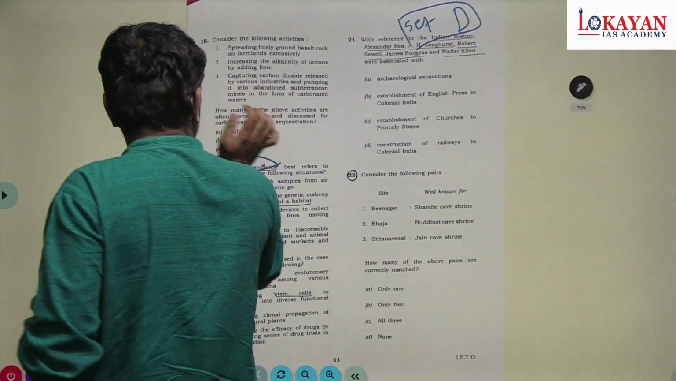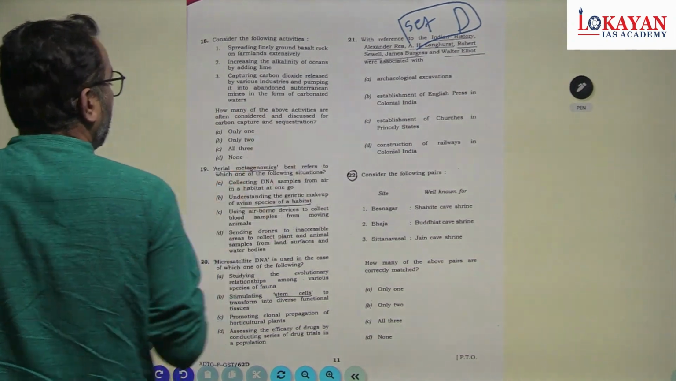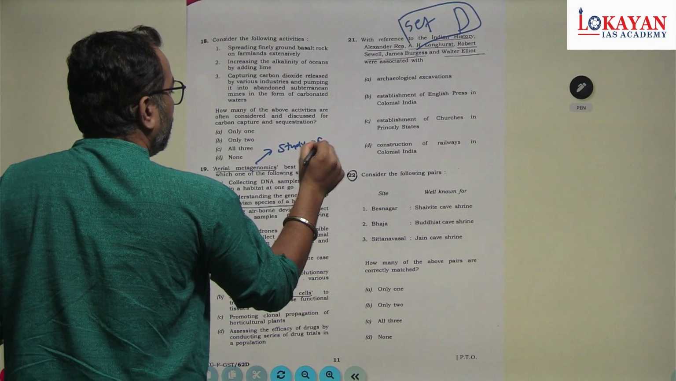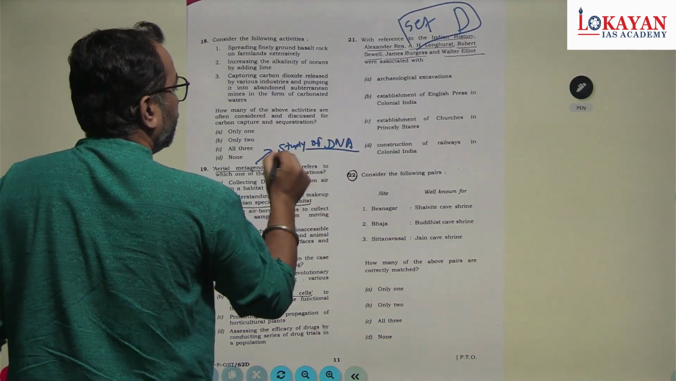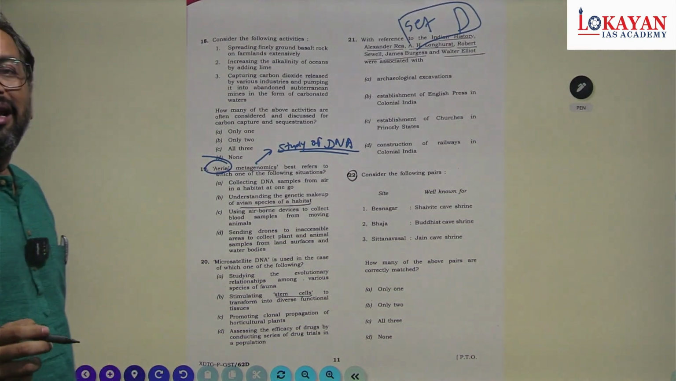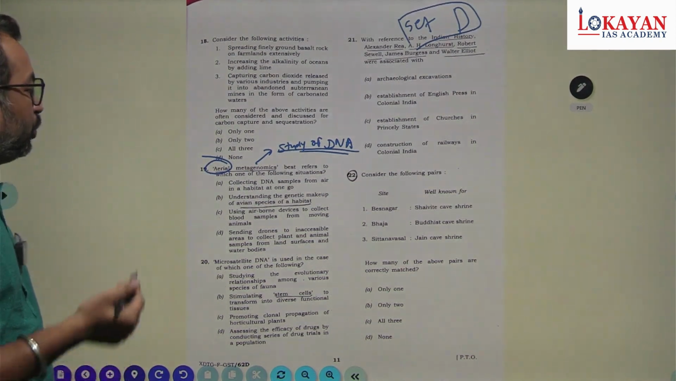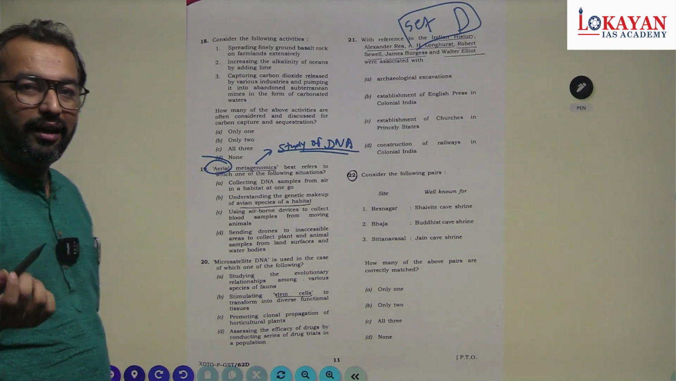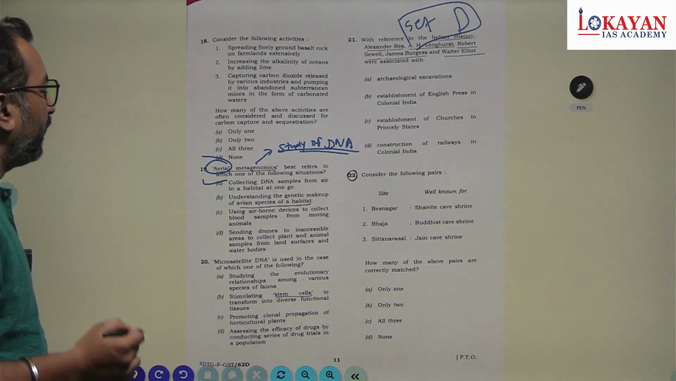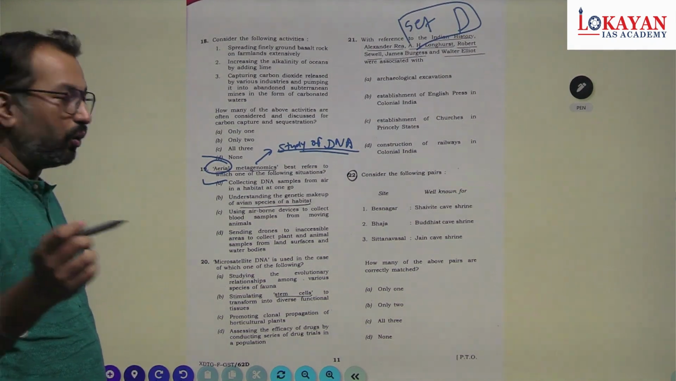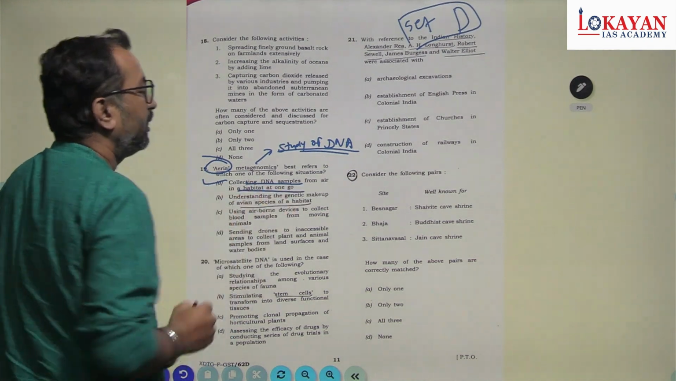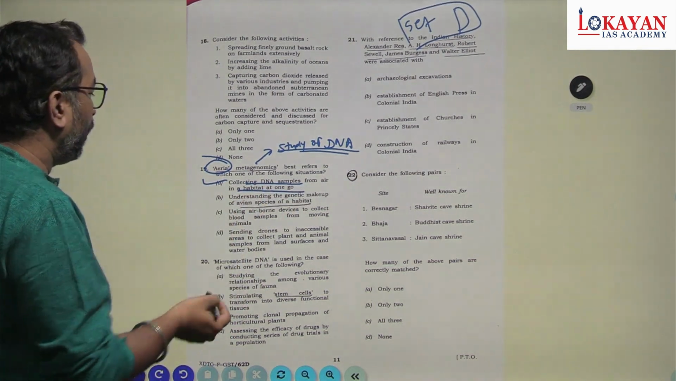Aerial metagenomics. What does metagenomics mean? Metagenomics is nothing but the study of DNA, right? And aerial is related to air. So those two words are self-explanatory, and that gives your answer, that is collecting DNA samples from air in a habitat at one go. Option number A.